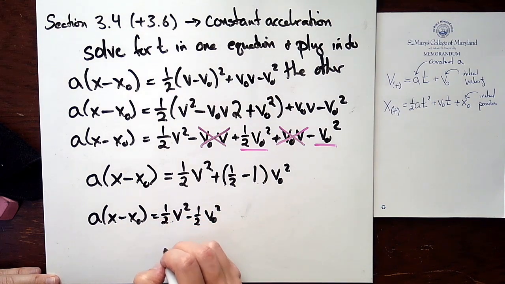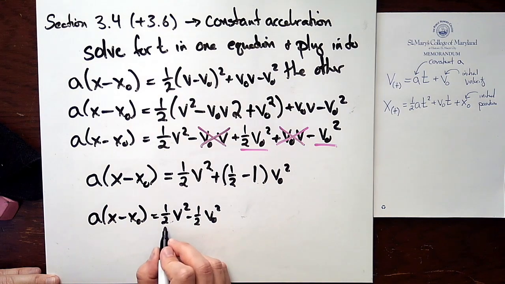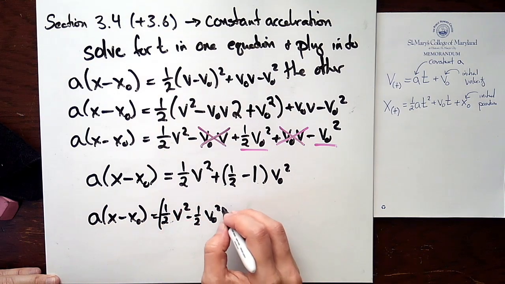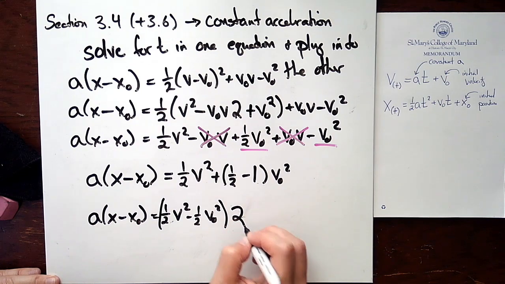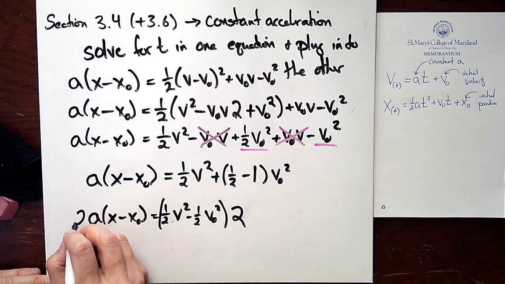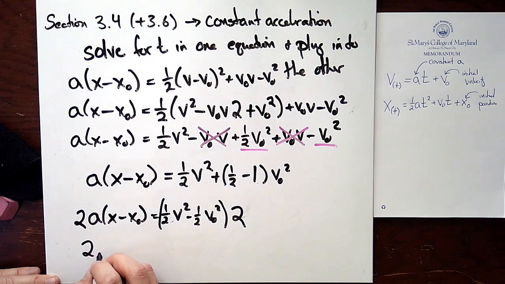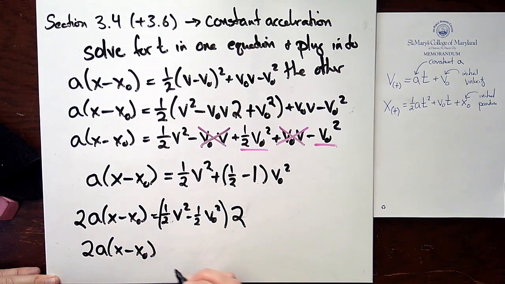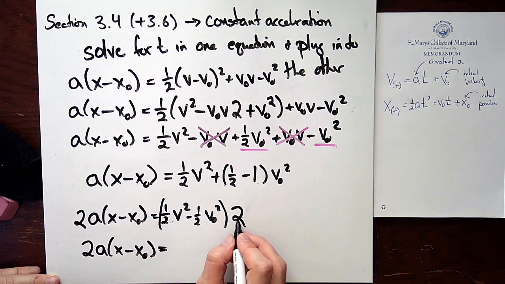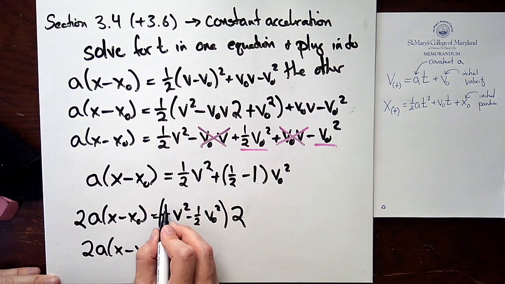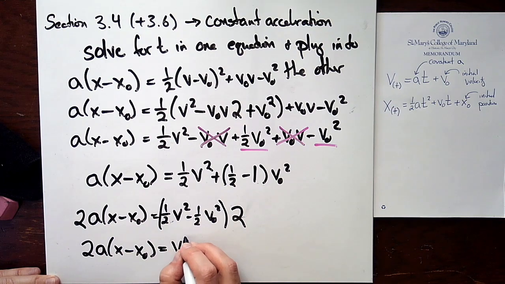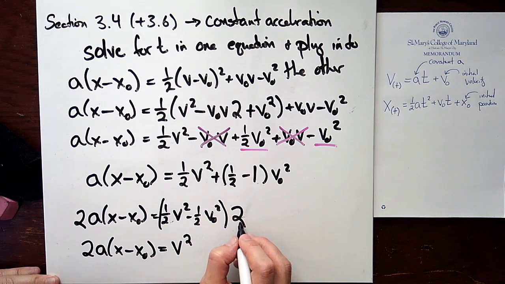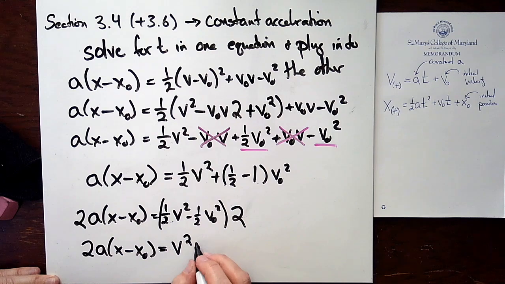So then next, I see both of these terms on this side have got a 1/2. So I'm going to multiply this whole side of the equation by 2. Do the same over here. So I'll have 2a times x minus x naught. Distribute this 2, I'll distribute it here. It'll cancel with this 1/2. I'll be left with v squared. Take this 2, distribute it to this term. It'll cancel with the 1/2. I'll be left with negative v naught squared.